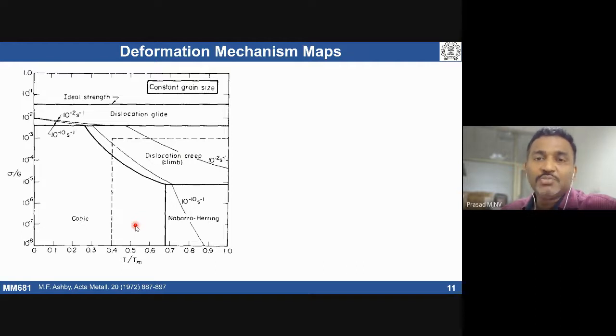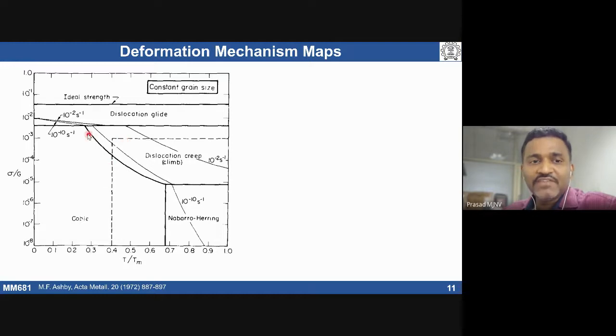Any new material somebody develops, they usually come up with this kind of map, so that an atlas of maps will be developed for materials. Once you change the grain size, the domains are going to change: they may expand or shrink depending on grain size. So it is a very important graphical or pictorial way of representing the domains of various mechanisms as a function of variables, with two of the variables plotted and the other one maintained constant. It is very much used, no doubt in that.